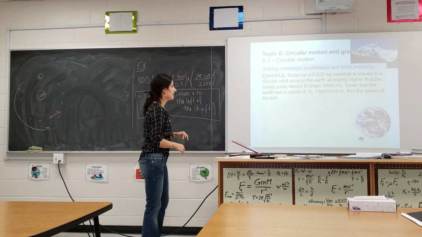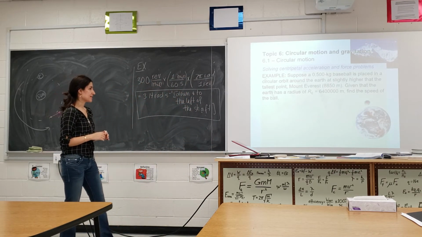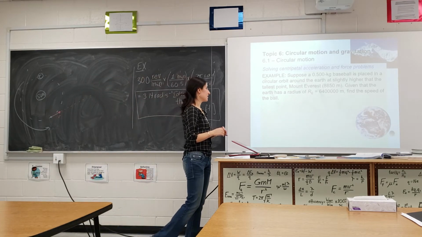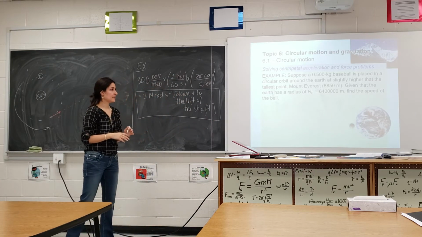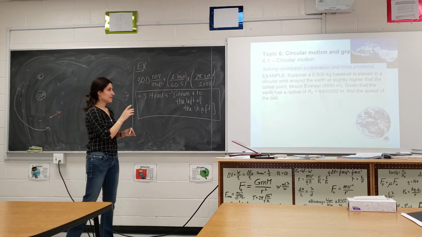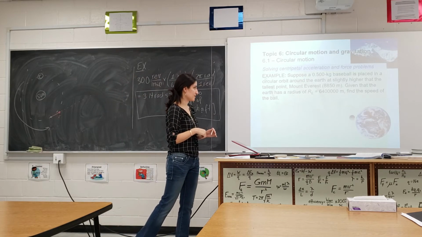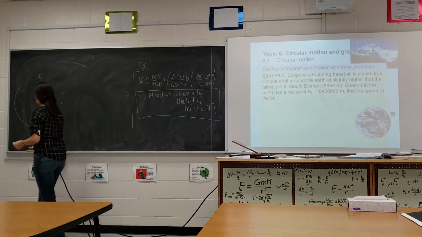All right. Example: suppose a 0.500 kilogram baseball is placed in a circular orbit around the Earth at slightly higher than the tallest point, Mount Everest, which is at 8850 meters. Given that the Earth has a radius of 6.4 times 10 to the 6, so 6,400,000 meters, find the speed of the ball. All right.